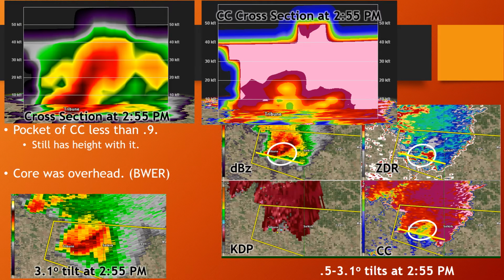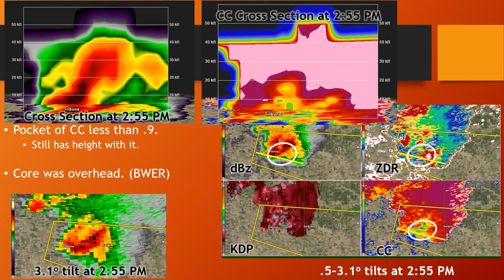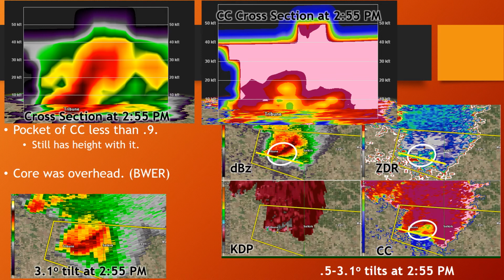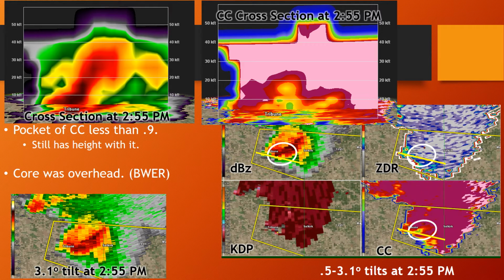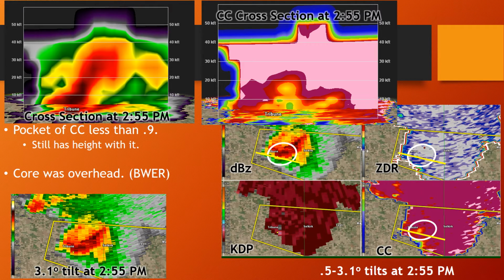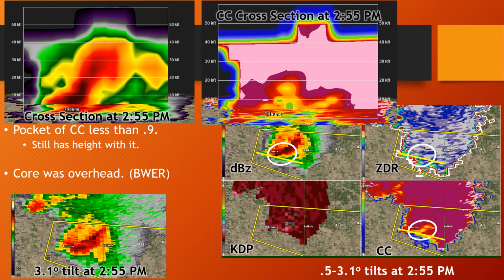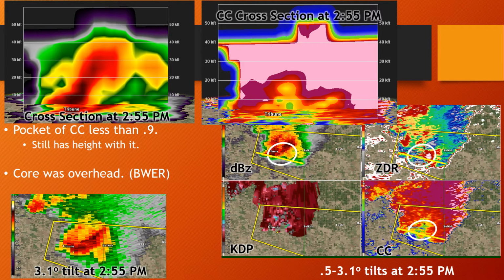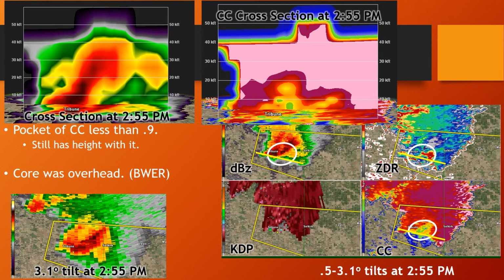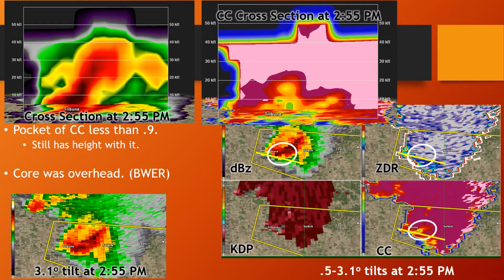Here is a cross section. The location of the cross section again denoted by the yellow line. You can see the BWER is still pretty intense at 2:55. The low CC values are starting to get a little bit deeper as well. You can see with the cross section there.